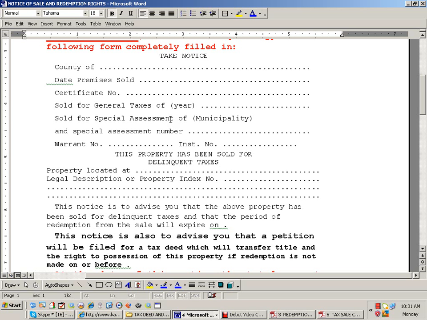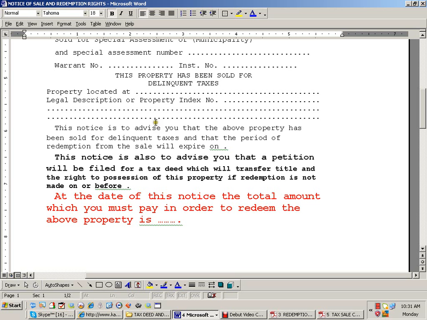Anyways, they were supposed to have sent you a notice like this. At the date of this notice, the total amount which you must pay in order to redeem the above property is, right? So it's specifically saying you must pay this much money. It isn't saying here's an idea what the taxes are. It's saying you must pay this to redeem the property.